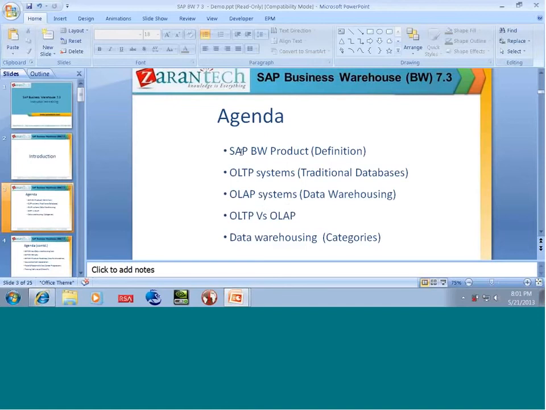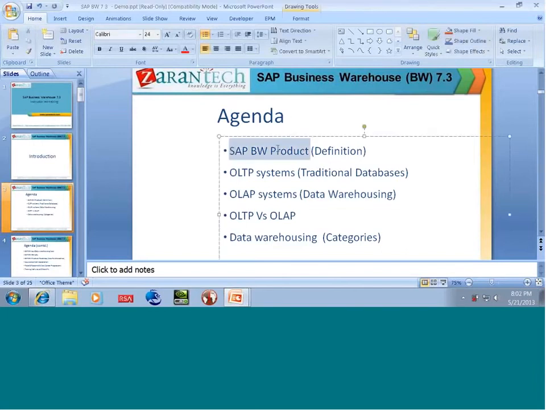First we're going to be talking about the SAP BW product itself, what it is, its capacity. We cannot directly jump into a new tool and expect everybody to understand what it is. So we're going to take a step-by-step approach, understanding each and every piece that makes up a data warehousing tool or an SAP BW tool. That's what we're going to try and do today.